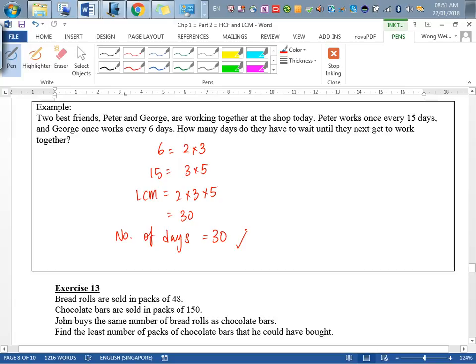This is what we should have. Can? So this is important. If you left your answer as LCM equals 30, no marks given, at least from me. No marks given because I don't know whether you understand fully what 30 represents. So the number of days will be 30.